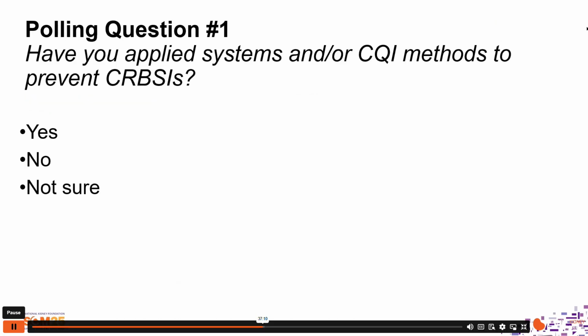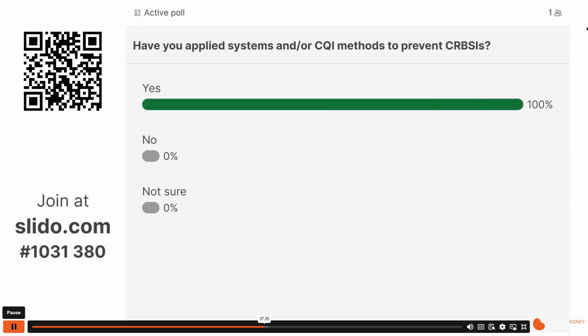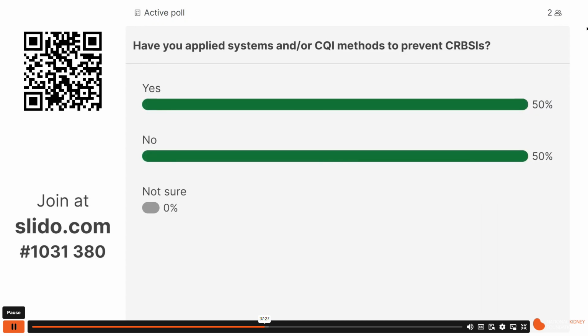So I'm going to come up with a polling question. It's just about whether or not you've applied systems and or continuous quality improvement methods to preventing bloodstream infections. So if you take a picture, if you want, it's the end of the day, but if you take a photo of that, you can tell me. Oh, okay, well, I was getting excited. So now we have 2 people answering, so now we're 50-50.